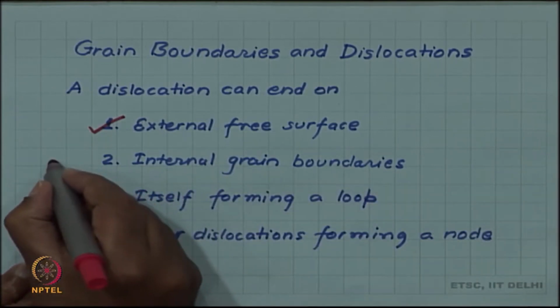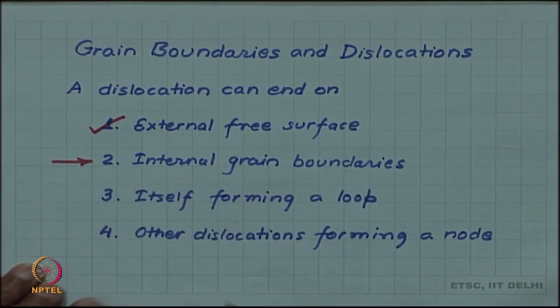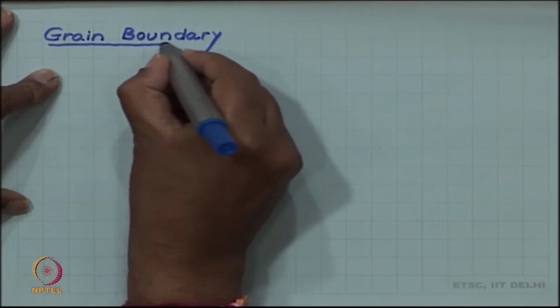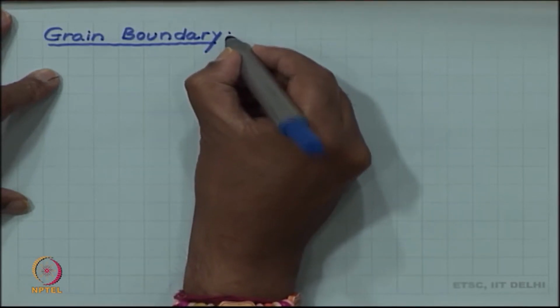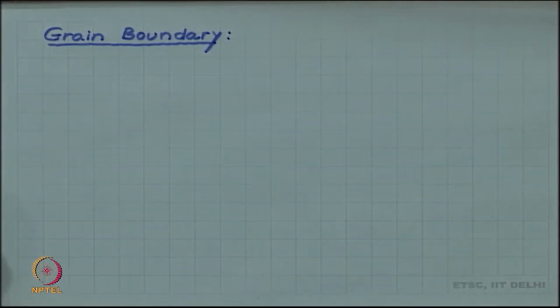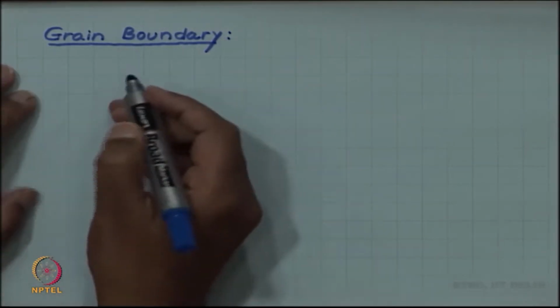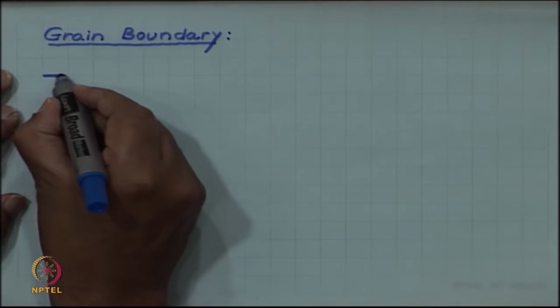We should now look at how it can end on internal grain boundaries. So, let us look at what is the meaning of grain boundaries. Grain boundary is an important microstructural feature in a crystalline sample, and we should have an understanding of the grain boundary.